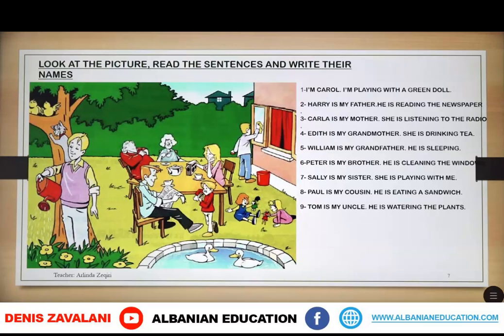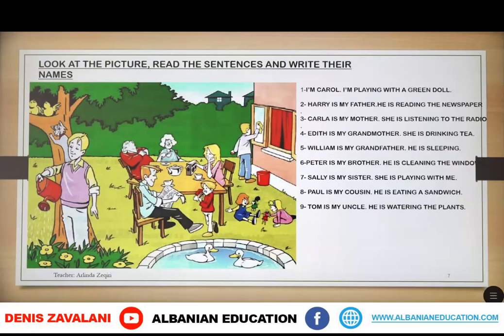Four, Edith is my grandmother. She is drinking tea. So let's see. Okay, we found Edith. She's next to the table drinking tea. Five, William is my grandfather. He is sleeping. Let's see who is sleeping in the picture. Okay, we found him. He is next to Edith and he is sleeping on the chair.